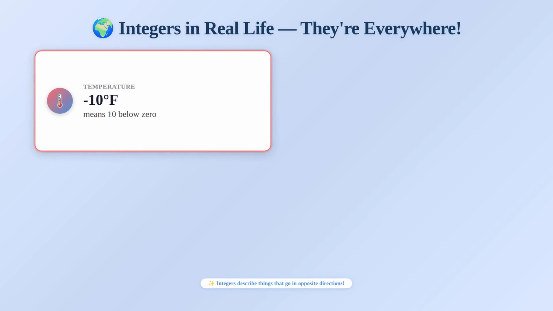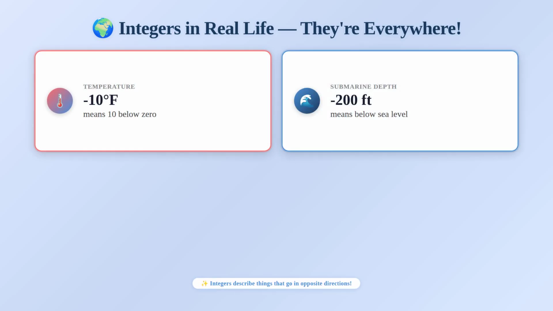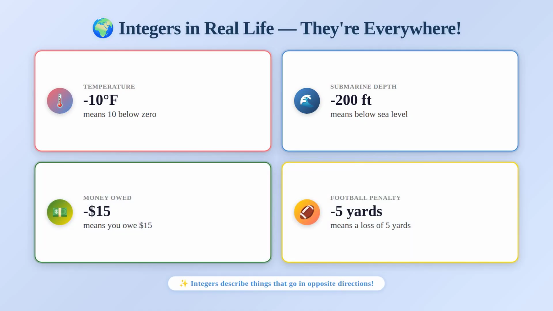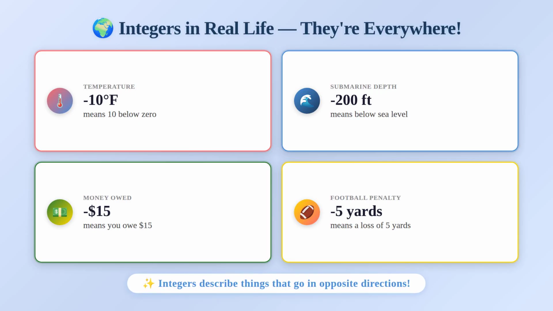Here's the cool part. You already use integers in everyday life and didn't even know it. When the weather app says it's -10 degrees, that's an integer. When a submarine dives 200 feet below sea level, that's -200. If you owe your friend $15, your wallet is at -15. And in football, when a team gets a penalty and loses 5 yards, that's -5 yards. Integers help us describe things that go in opposite directions.